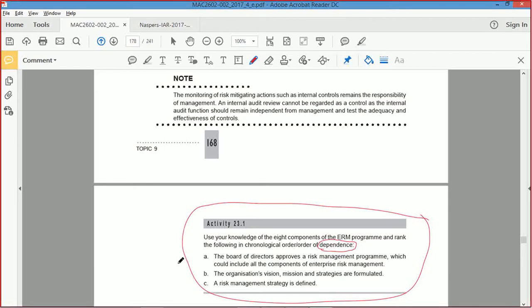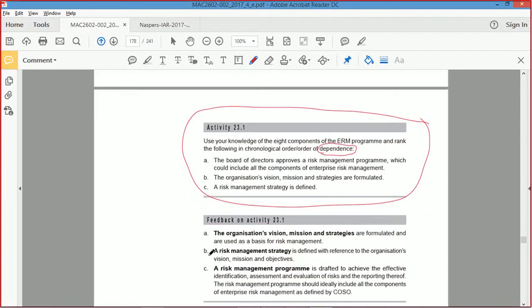Dependence means what? What they rely on, do you agree? Yes, reliance. So in terms of the thing that's the most important, out of 1, 2, or 3, A, B, and C, what's the most important? The ones right under here. What's the most important? Approves risk management program, could be components. The organization's vision. B.